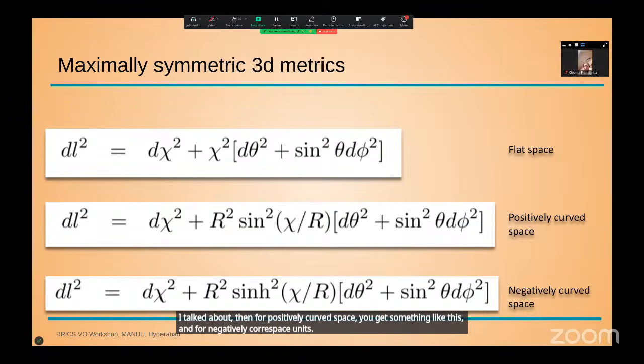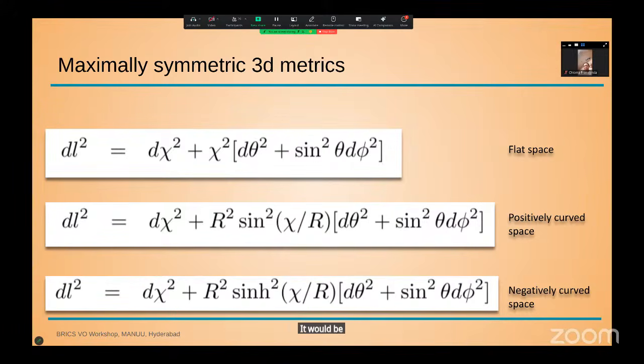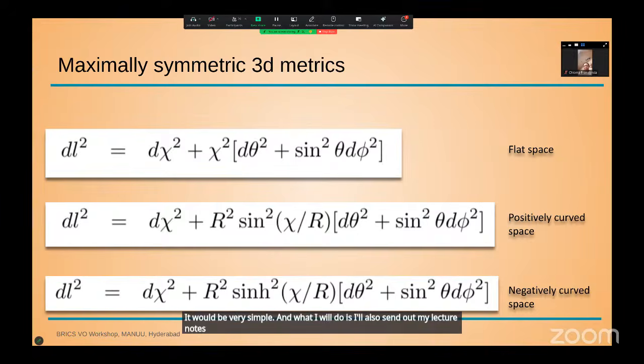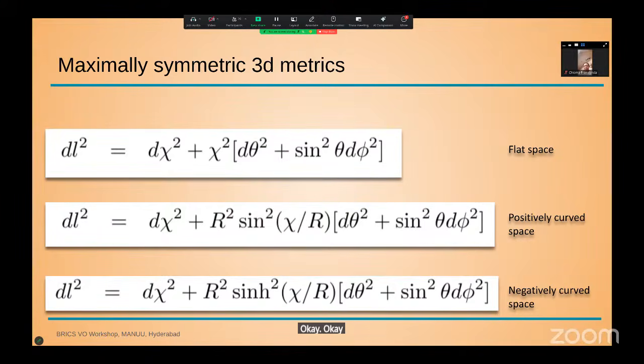So right now I don't have the time to go through all the mathematics, but I encourage you to actually write down and work through all these equations. It will be very simple. And I will also send out my lecture notes, which will have some of these things given in more detail, so that you don't have to worry about writing anything down. Okay, so we get these two kinds of spaces.